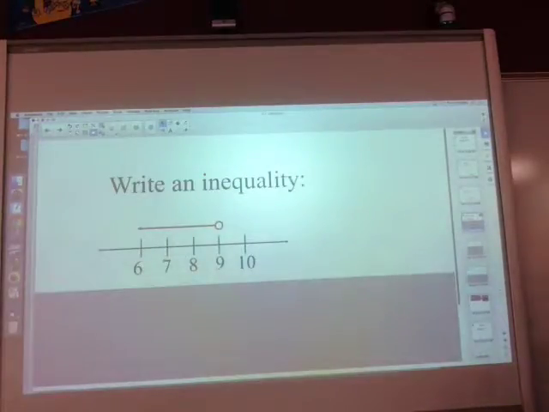Next page. This one is asking you to write an inequality. I'll give you a second. If you need to pause this, go ahead and draw what I have there.